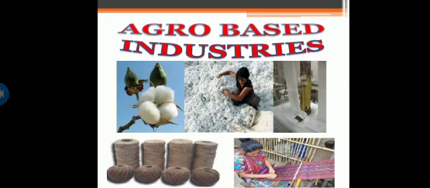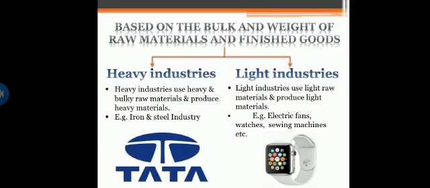Based on the bulk and weight of raw material and finished goods, they are classified into heavy industries and light industries. Heavy industries use heavy and bulky raw materials and produce heavy materials. For example, the iron and steel industry. We gave an example of Tata over here. Light industries use light raw materials and produce light materials. For example, electric fans, watches, sewing machines, etc.